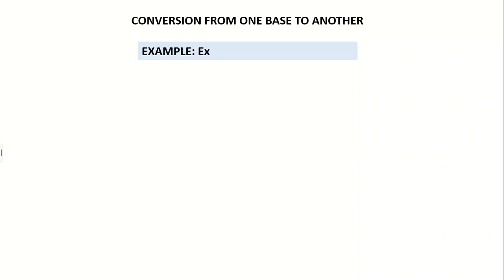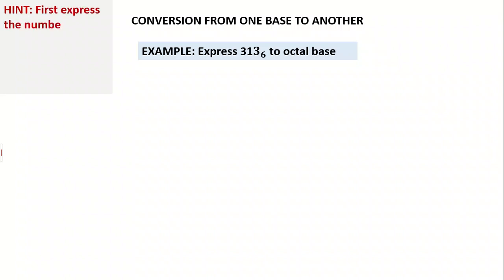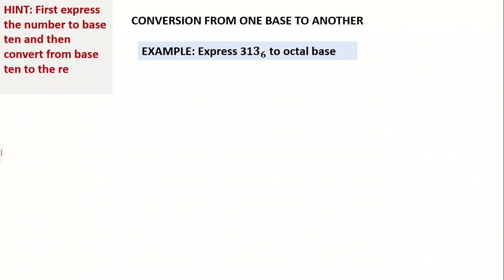Now let's take a look at this question. The question says express 313 base 6 to octal base. Means you are converting base 6 to what? To octal base. Octal base, don't forget, they are what? Base 8 numbers. So let's take a look at this. Now, this is a hint. It said, first express the number to base 10 and then convert from base 10 to the required base.